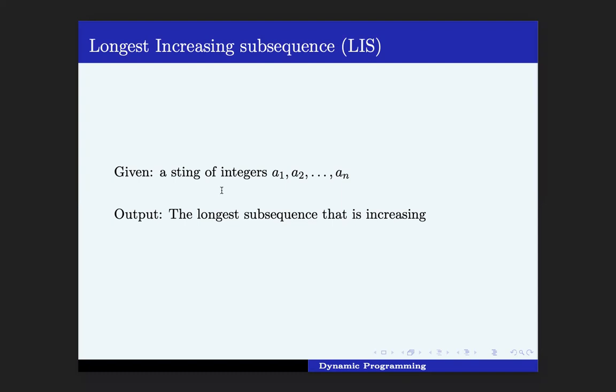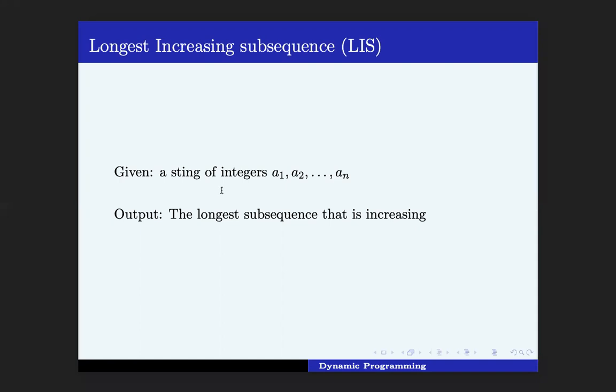So we start from the last thing. L of N is 1, like the longest string starting from A N is just A N itself. And so then we fill up L of N minus 1. That is 2 if A N minus 1 is less than or equal to A N, or otherwise it is equal to L of N.